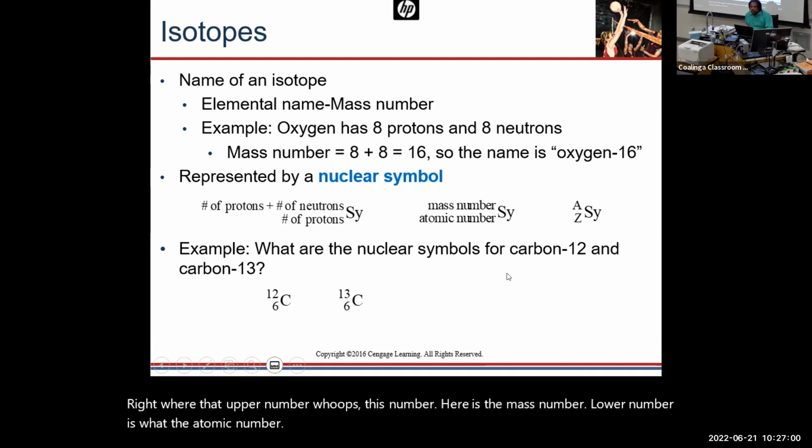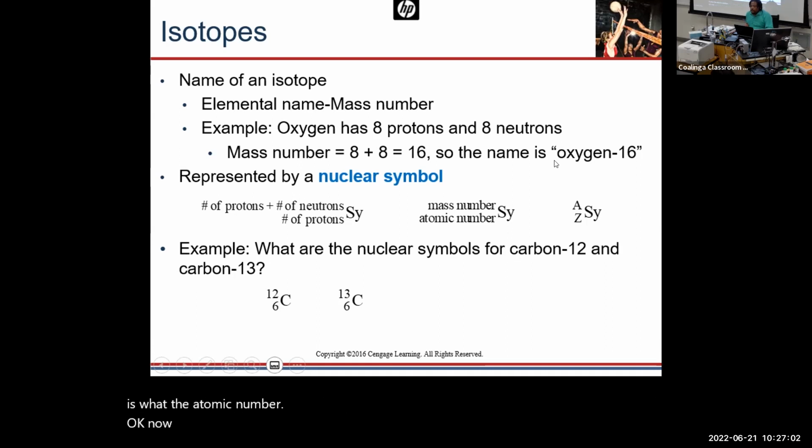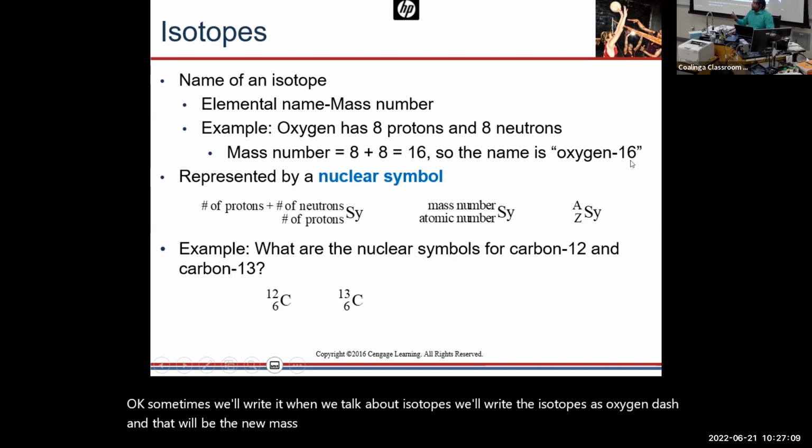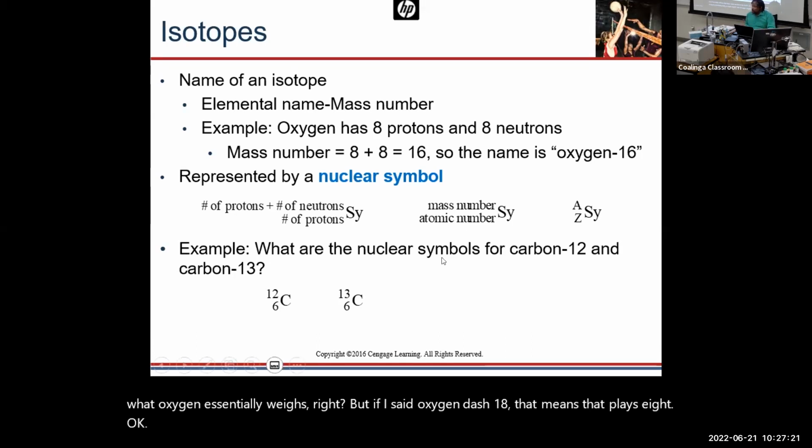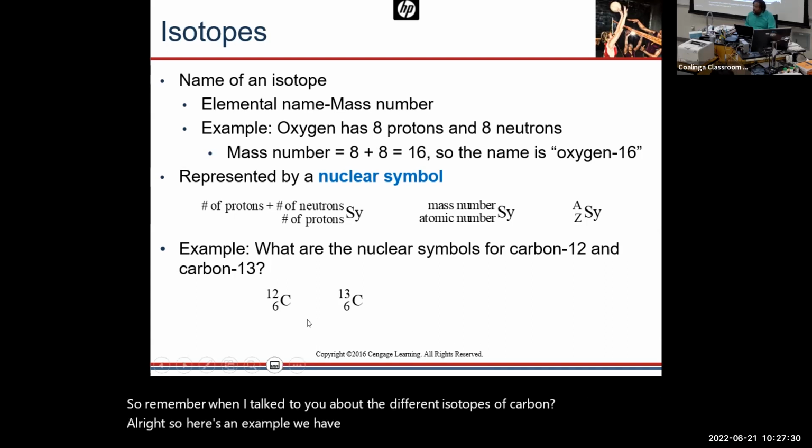Now, sometimes when we talk about isotopes, we'll write the isotope as oxygen dash, and then the mass number. So dash 16 means that it weighs 16, which is what oxygen essentially is. But if I said oxygen dash 18, that means it has 10 neutrons. Remember when I talked to you about the different isotopes of carbon? Here's an example. We have two isotopes of carbon: carbon 12 and carbon 13.